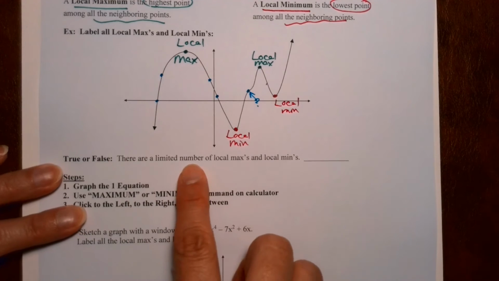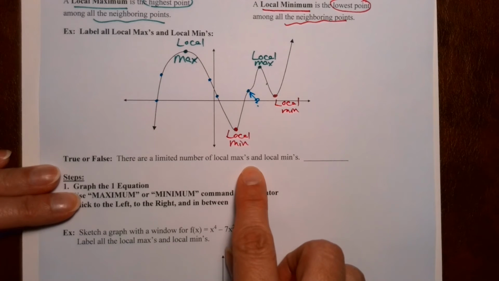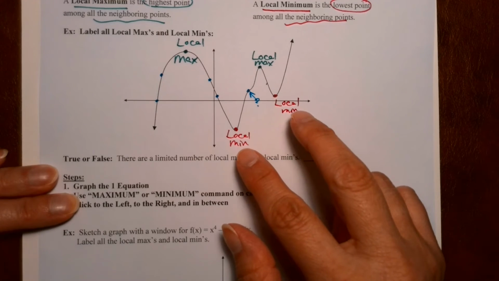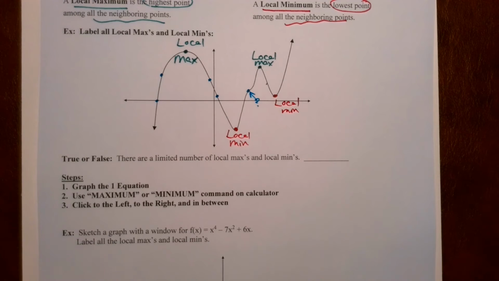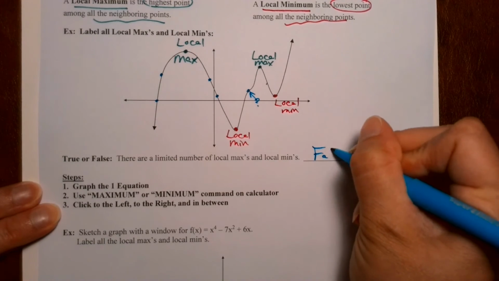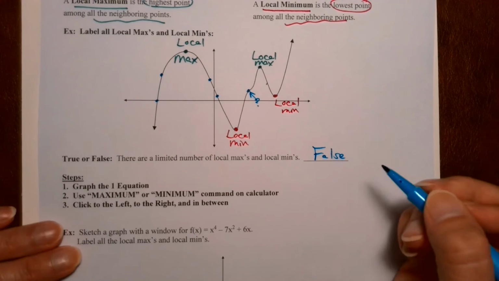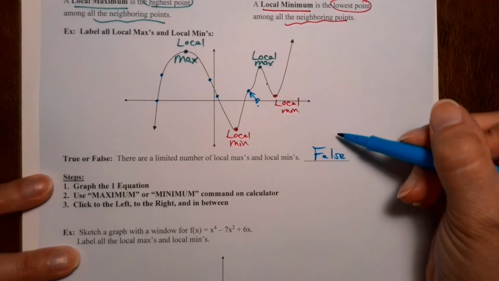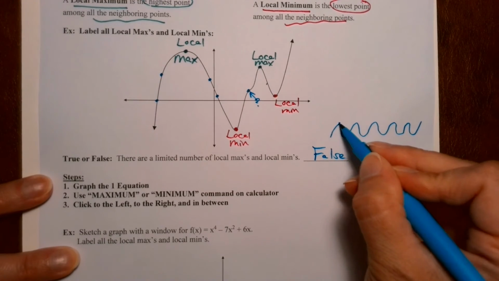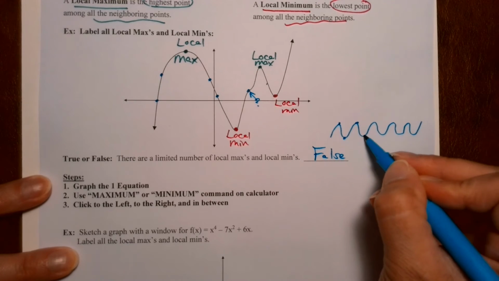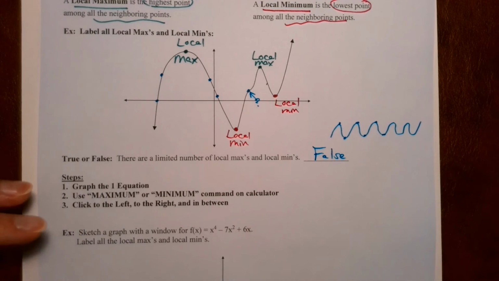True or false? There are a limited number of local max and mins. Are we only allowed to have, say, 2 or 3 local mins? False. You can have as many as the graph has. If this graph went up and down, up and down, a lot of times there'd be local max, local min, local max, local min. So there's not a limited number. It depends on how many the graph has.